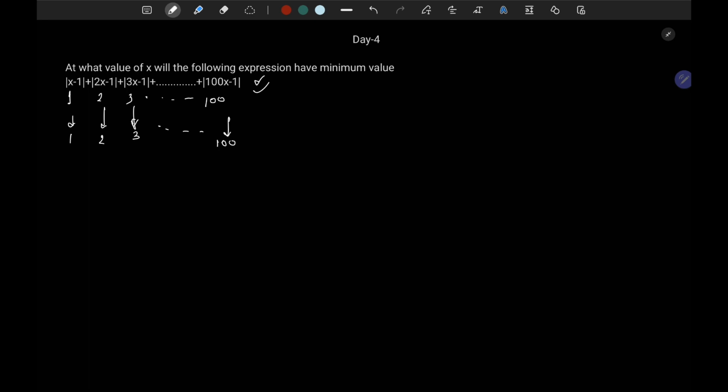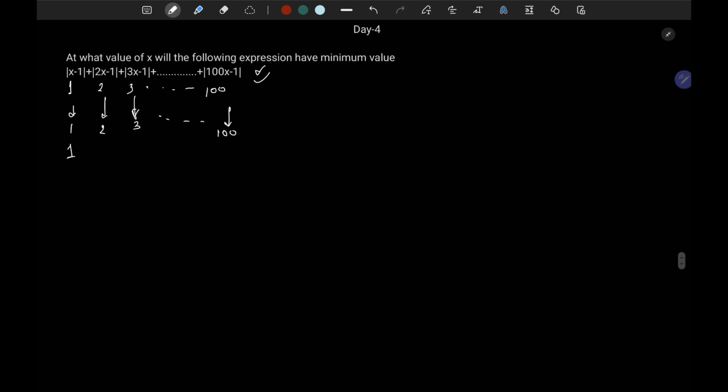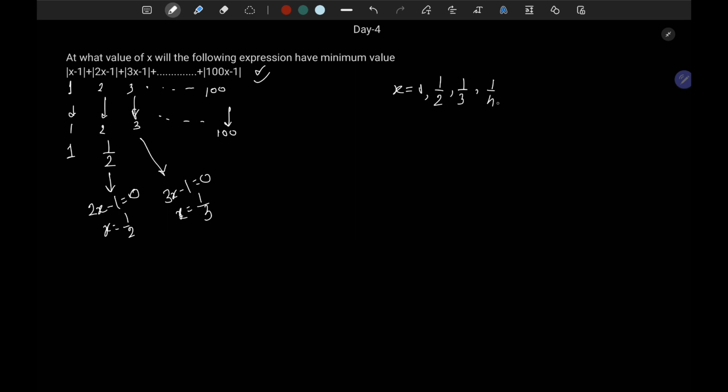So what are the critical points? The critical points are x equal to 1 here, x equal to 1 by 2 here. How did I get 1 by 2? To determine the critical points, we equate this to 0, so you have x equal to half. In this case, we equate this to 0 and x becomes 1 by 3, right? So our critical points are x equal to 1, half, 1 by 3, 1 by 4 and so on up to 1 by 100.